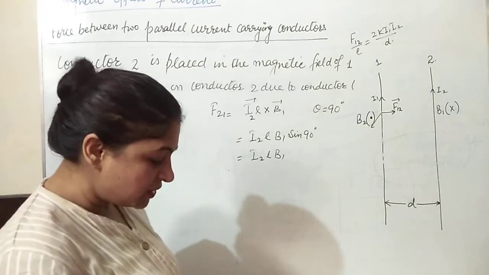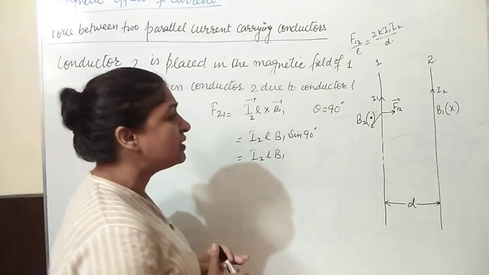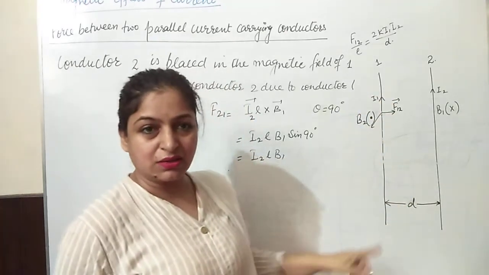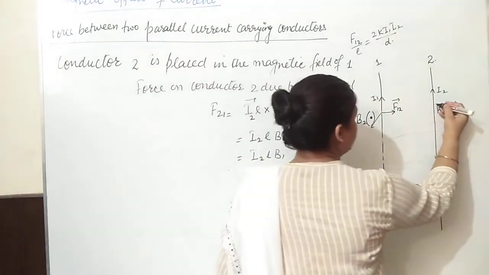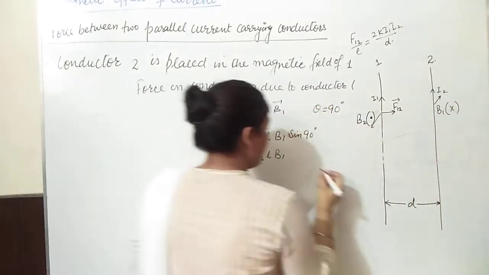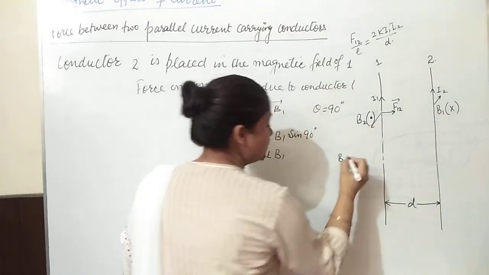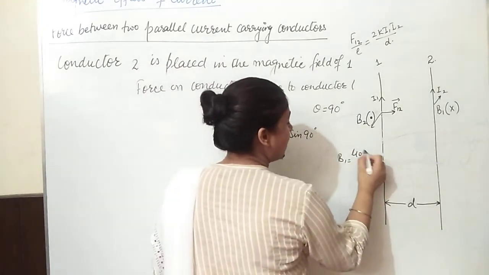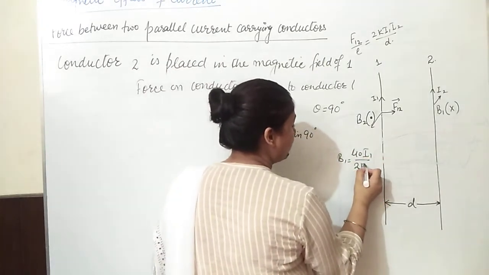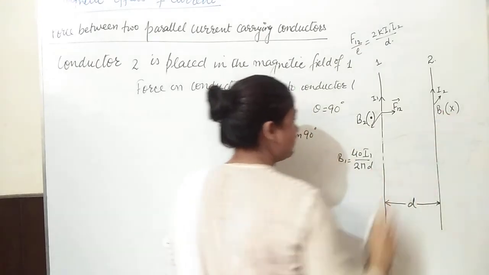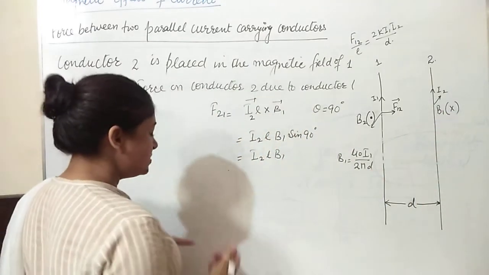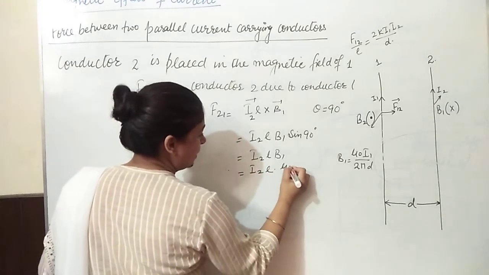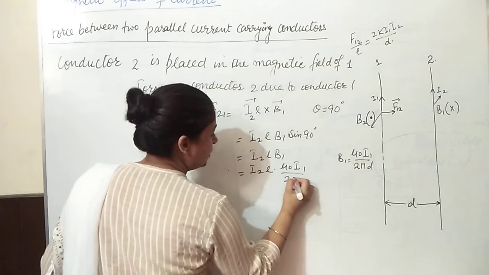What is B1 here? That again we need to find out. B1 is the magnetic field produced by conductor 1, and here the magnetic field is inwards. Let us write it down using the same concept. B1 is mu naught I1 over 2 pi d, at this point where we need to find the magnetic field. Now let us substitute the values: I2 L mu naught I1 over 2 pi d.